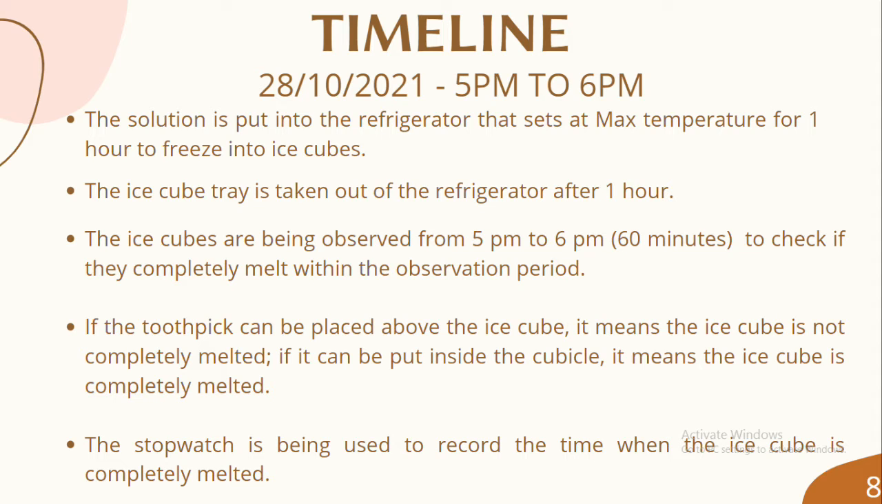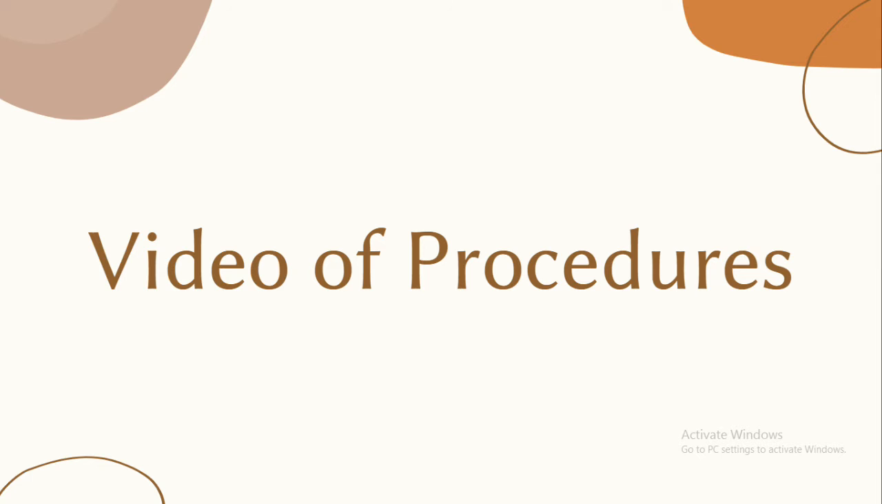The ice cubes are observed from 5 PM to 6 PM, which is equivalent to 60 minutes, to check if they completely melt within the observation period. If the toothpick can be placed above the ice cube, it means that the ice cube is not completely melted. On the other hand, if it can be put inside the cubicle, it means that the ice cube is completely melted. The stopwatch is used to record the time when the ice cube is completely melted. So here is the video of the procedures of the experiment.